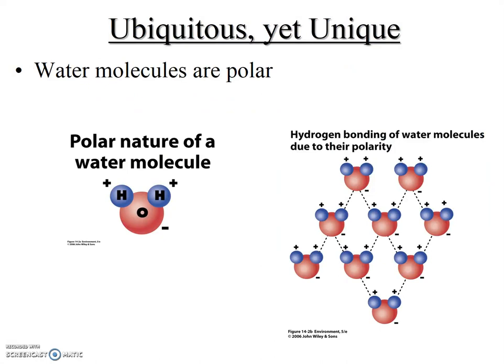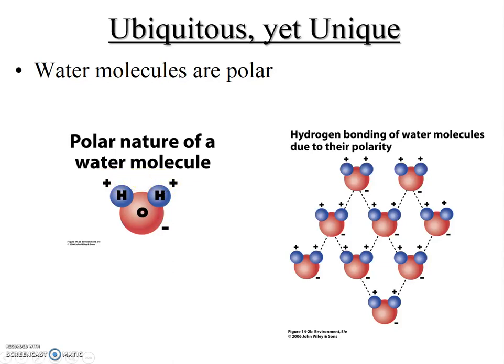Next, a very important property of water is that it is a polar molecule, formed by strong covalent bonds between hydrogen and oxygen. We say that water is polar because even though it has an overall neutral charge, one side of the molecule, the oxygen side, has a slight negative charge, and the other side of the molecule, the hydrogen side, has a slight positive charge.